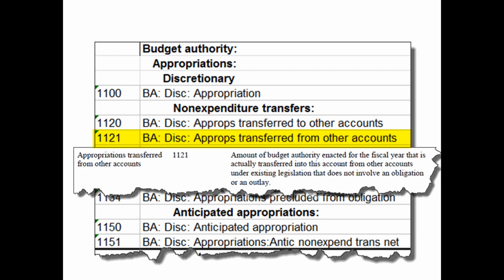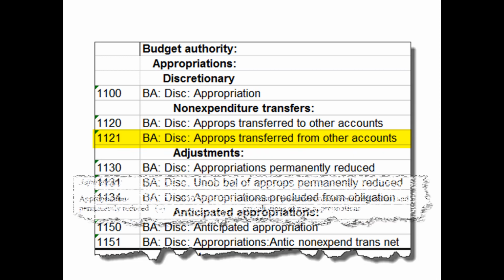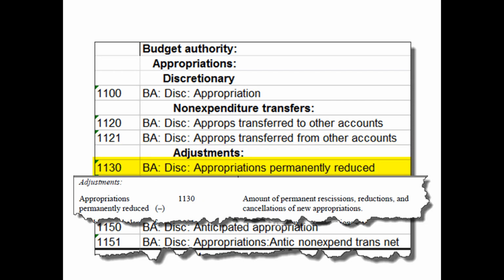In the adjustments section, there are some differences from the unobligated balances. Line 1130 reflects the amount of permanent rescissions, reductions, and cancellations of new appropriations. This line is used only for enacted rescissions or sequestrations of current year appropriations. These might be across-the-board rescissions or account-specific rescissions.